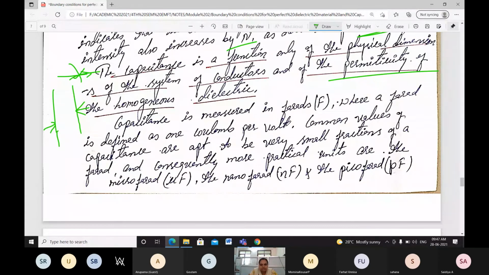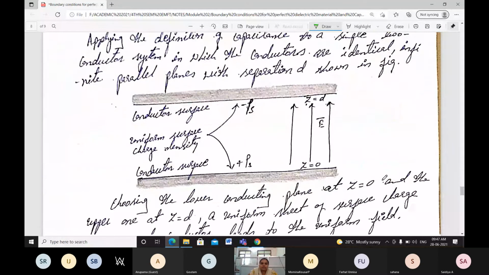Then how is it going to be measured? We know that it is measured in farads. What is the farad telling us? It is 1 coulomb of charge per 1 volt. Meaning for 1 volt, how many charges it is going to be holding. That is the meaning of the farad. And different units are used for farads: microfarads, nanofarads, and also picofarads.